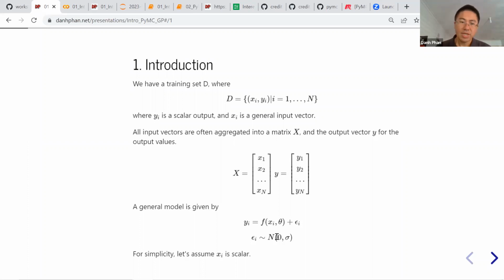A general model will be y_i equal to a function f(x_i) and some parameter theta, plus some noise epsilon_i. And epsilon_i here is assumed to be a normal distribution with mean 0 and standard deviation sigma. Later, for simplicity, we assume x_i is scalar, but it will work for x_i as a vector as well.